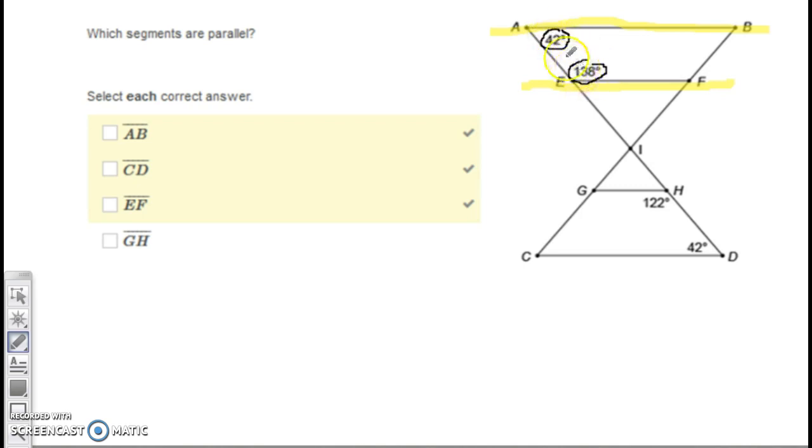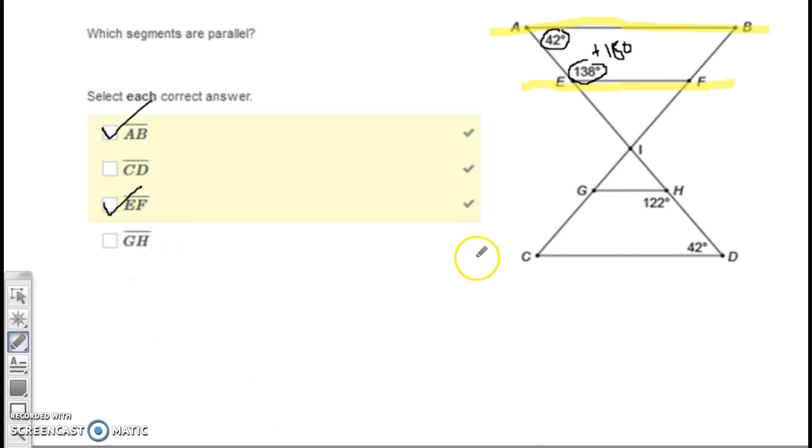These are same side interior angles, and same side interior angles have to be supplementary, so they have to add to 180. I'm going to double check that. If they add up to 180, then I know those two lines are parallel. If they don't add to 180, then they're not parallel. But those two do add to 180, so I know that AB is parallel to EF. So I'm going to go ahead and mark AB and EF. We know those are parallel.